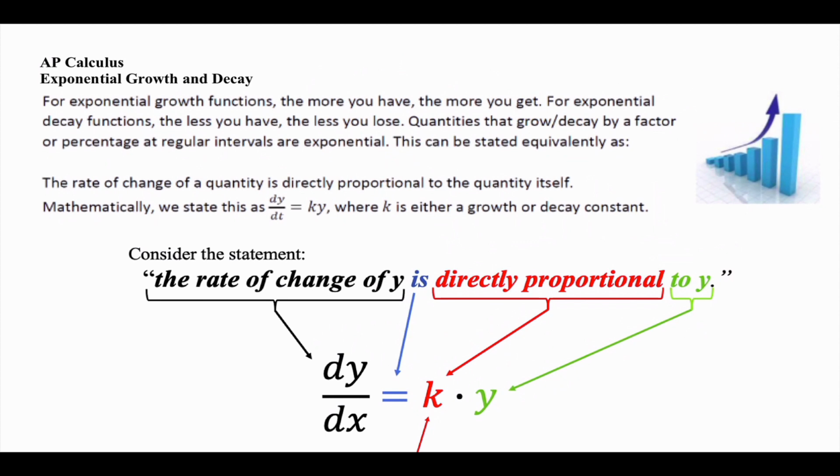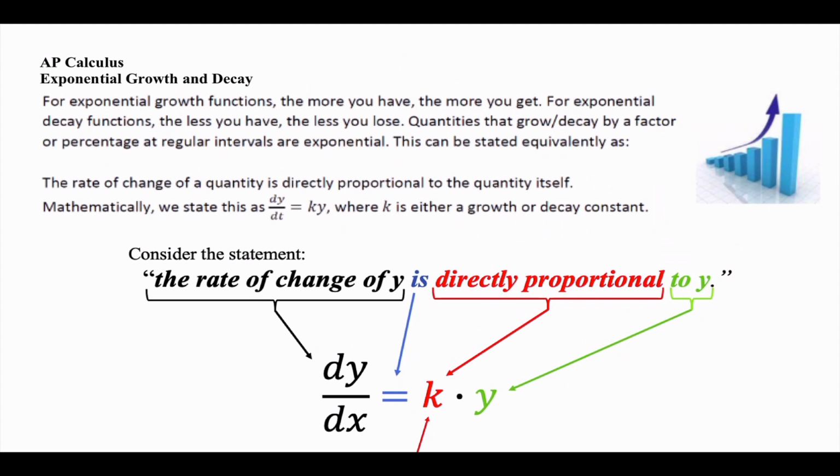All right, exponential growth: the more you have, the more you get, okay? For exponential decay, the less you have, the less you lose. Quantities that grow or decay by a factor or a percentage at regular intervals are called exponential, okay? So things that exponentially grow, grow really fast. Things that exponentially die or decay, decay really fast, just depending on what their rate of change is. Okay? So they're different than linear.